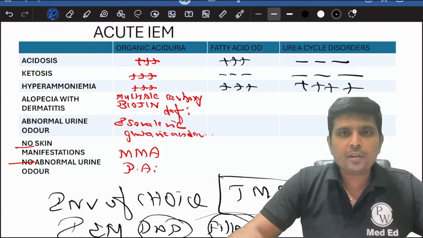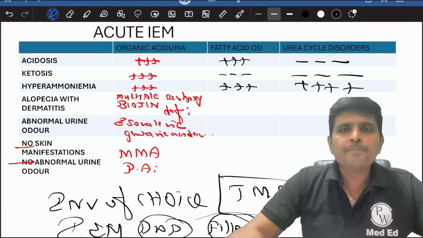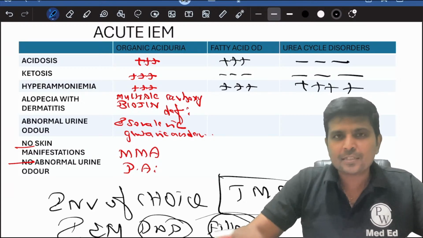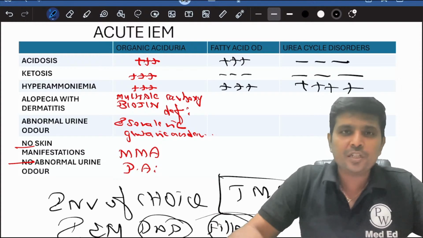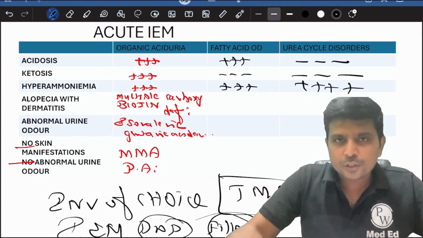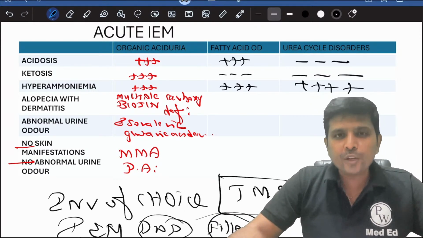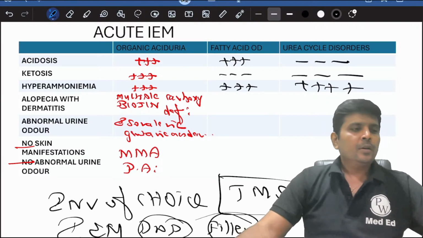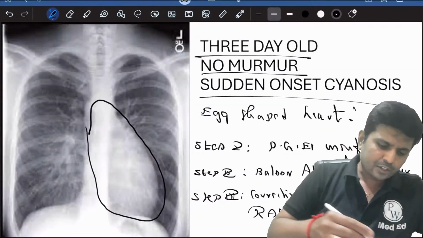The only inborn error of metabolism in which there is hypoglycemia but no ketosis at all. Remember, all hypoglycemia should have ketosis. When there is hypoglycemia without ketosis, unless otherwise proved, it is due to fatty acid oxidation disorder. Again, after biotin deficiency, the most often asked question is with respect to fatty acid oxidation deficiency. And finally, there is no acidosis, there is no ketosis, but there is only hyperammonemia, it is called urea cycle disorder. Okay, right. So with this, let me finish cardiac.